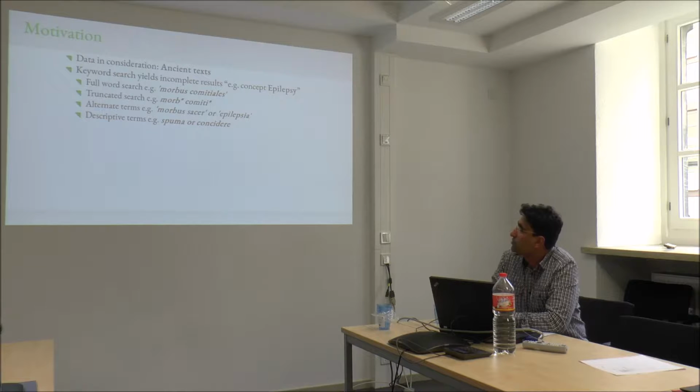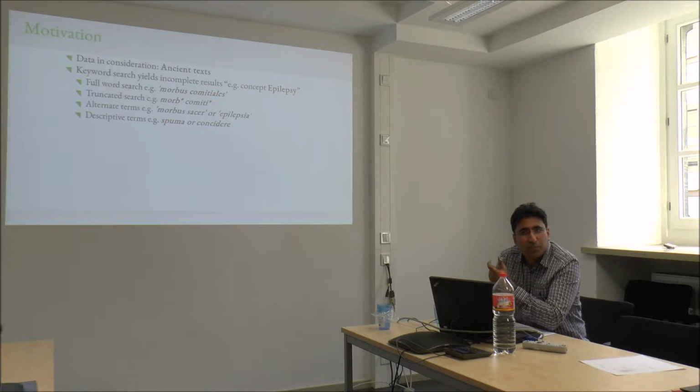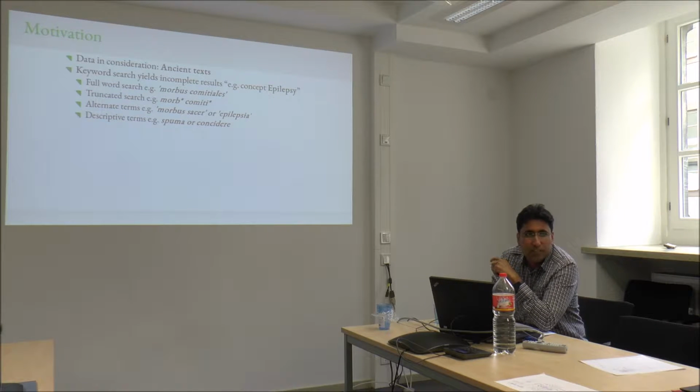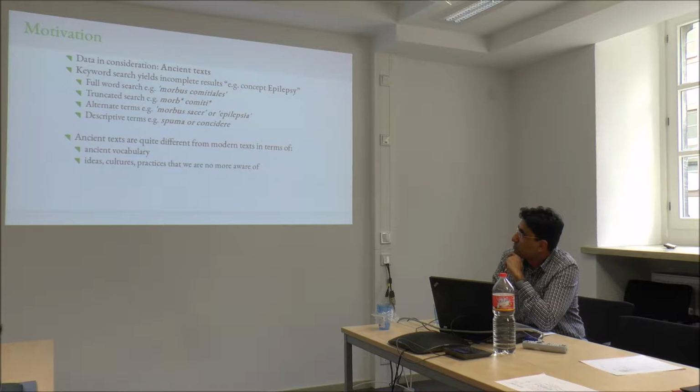Then there are alternate terms representing the same kind of concept, like morbus sacer, that was used at some other times to represent epilepsy, or epilepsia, maybe even later. And then there is another problem, that some authors do not use these representative terms at all. They use some descriptive or morphological terms. Some poets use terms that are, let's say, spuma, considere, etc. These are terms that can mean epilepsy maybe 1% of the time, 2% of the time, but they are also in the text representing the same information.